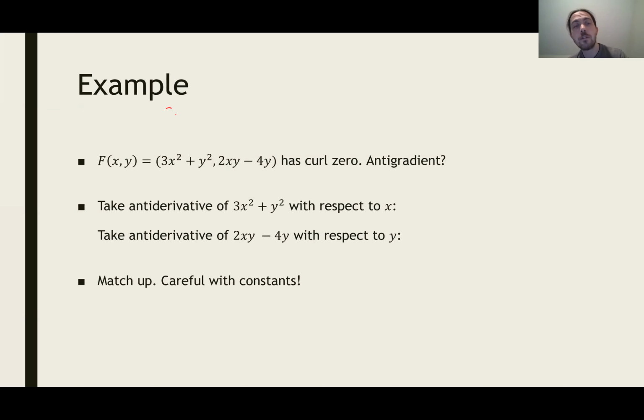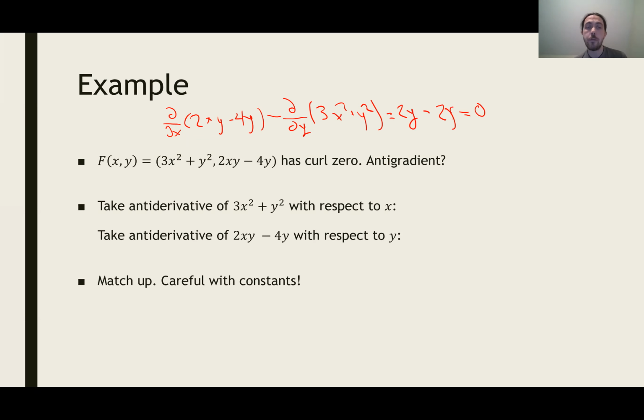To check that it has curl 0, we would calculate the x derivative of 2xy minus 4y, and then we would subtract the y derivative of the first component, 3x squared plus y squared. And that would be the x derivative of 2xy is equal to 2y, the x derivative of minus 4y is 0, and then we would get minus the y derivative of 3x squared, and minus the y derivative of y squared, that's 2y. So this vector field does indeed have curl 0.